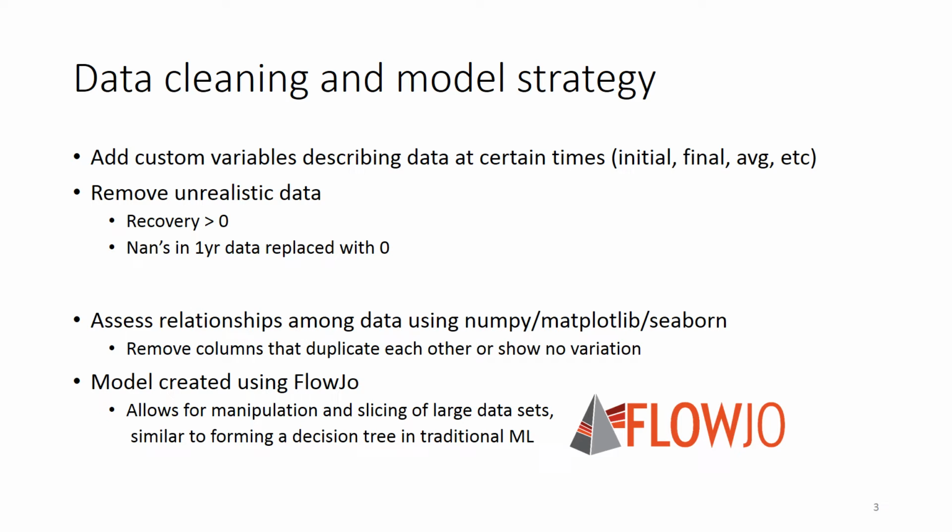Then I formed the model using the software FlowJo. Now this is a software that's commonly used in biochemistry, immunology, the life sciences. And what it does is it allows for manipulation and slicing, in particular, of very large data sets. So this is similar to forming a decision tree in traditional machine learning.